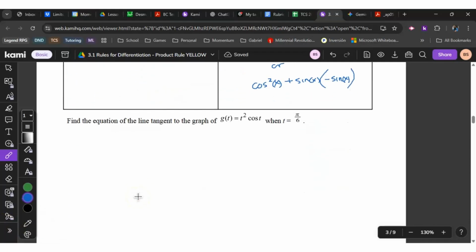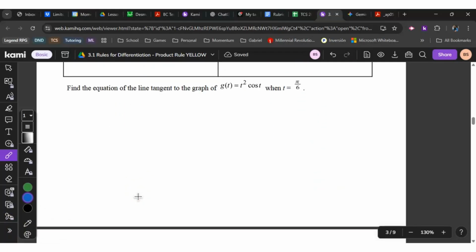All right. Let's find the equation of the tangent line to the graph of g of t when g of t equals t squared cos t, and we're going to do it when time is pi over 6. If I need the equation of the line, that means I need a point and a slope, right? So let's find my point first. Well, that's just pi over 6, and then I need to find g of pi over 6.